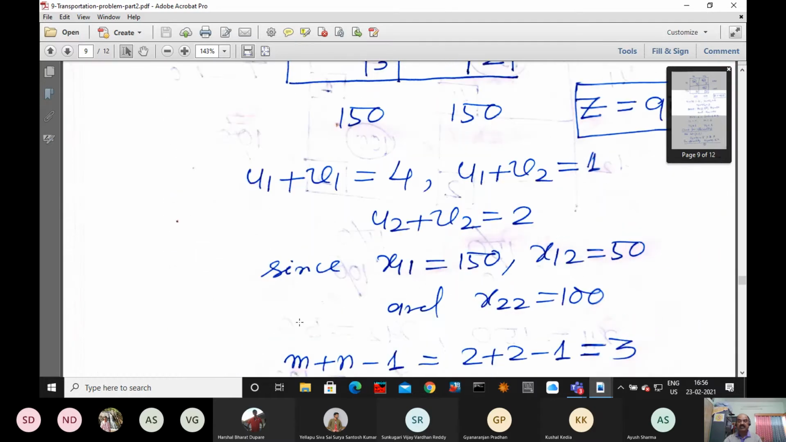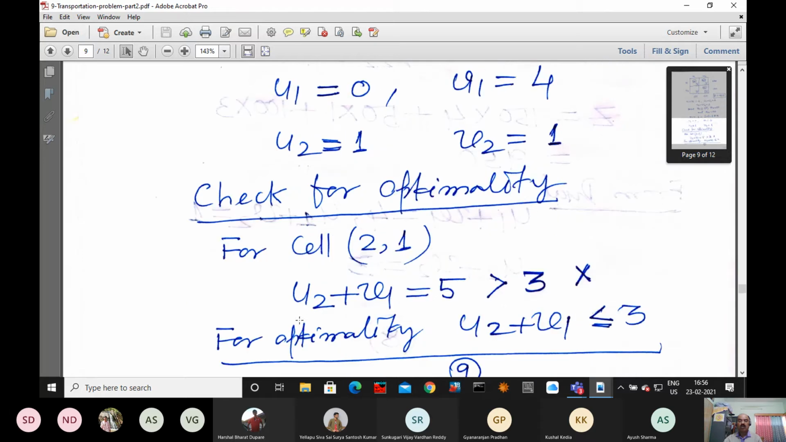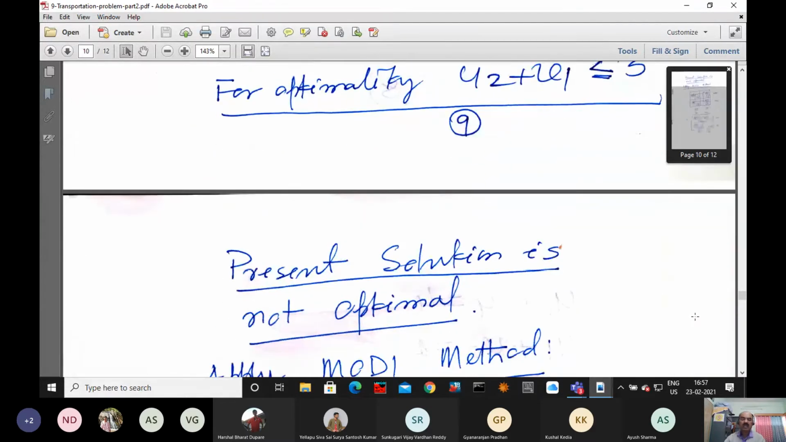You see, this region is like this. Say U2 plus V1: U2 equal to 4, V1 equal to 1, that is 5. 5 is greater than 4. So this is not fulfilled. So this present solution is not optimal. Even though the objective functions are equal, this is not optimal because it has to fulfill all the constraints. Now what to do? We have to find a route, and we have to improve.